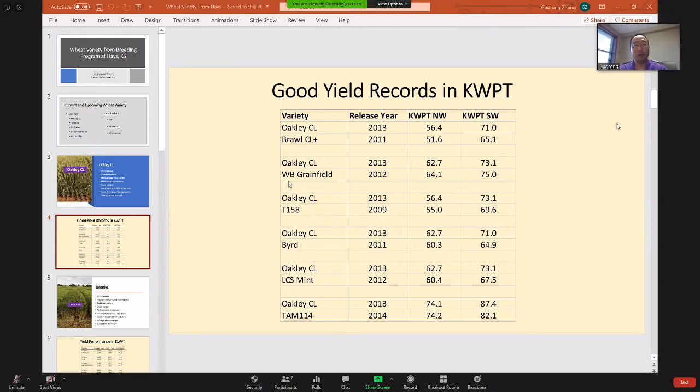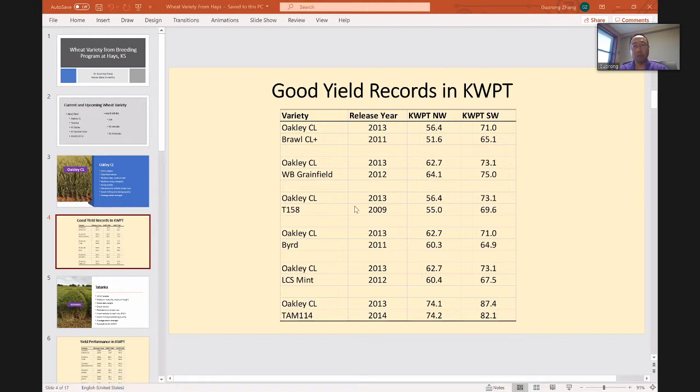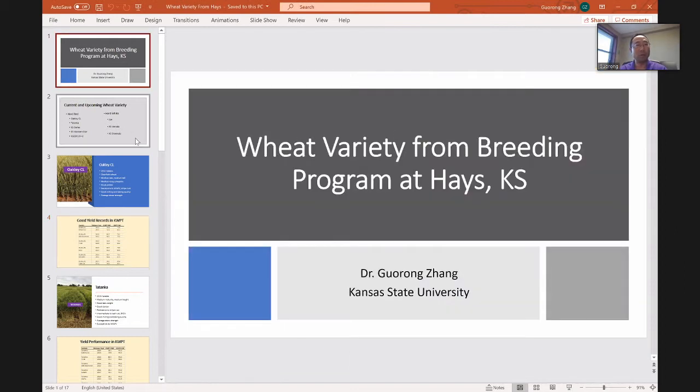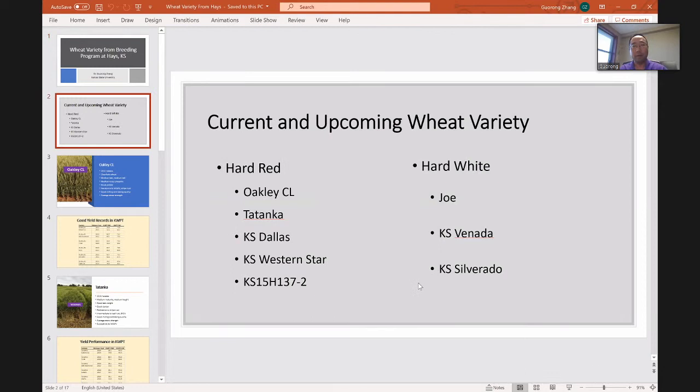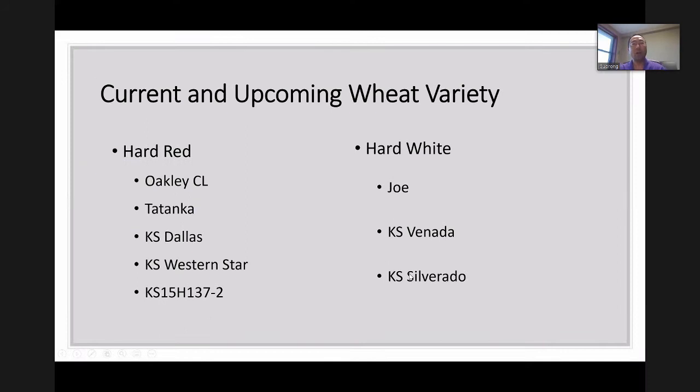And today I'm going to talk about several varieties from my program in Hays. Actually, let me play my slides. So I'm going to talk about the 8 varieties, and one of them, KS15H137, is a potential release this year. So actually 7 varieties plus 1 potential release, and 5 of them are red and 3 are white. So I'm going to start with the red first.